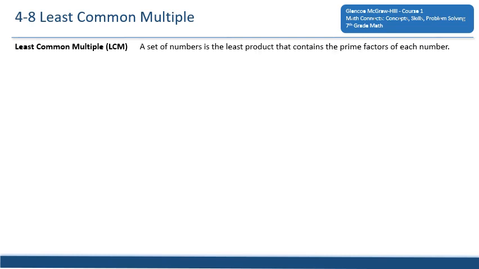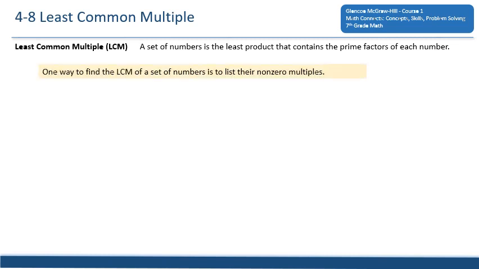Least common multiple. The least common multiple of a set of numbers is the least product that contains the prime factors of each number. One way to find the least common multiple of a set of numbers is to list their non-zero multiples. So list the non-zero multiples of 5 and 9.